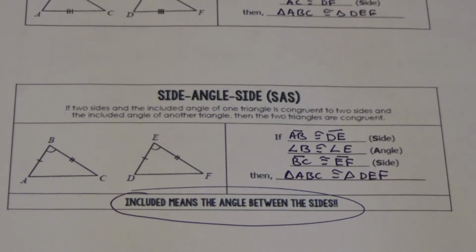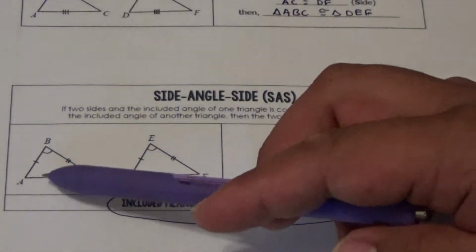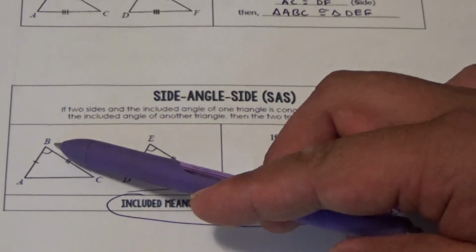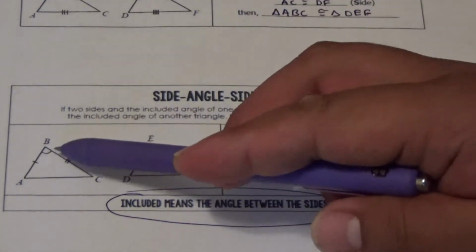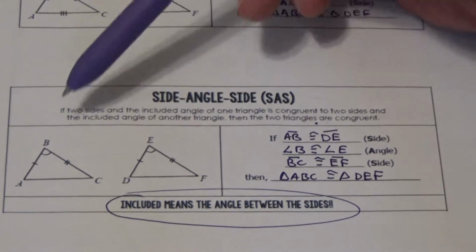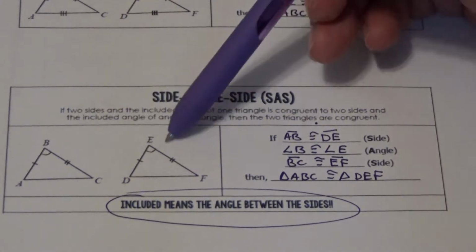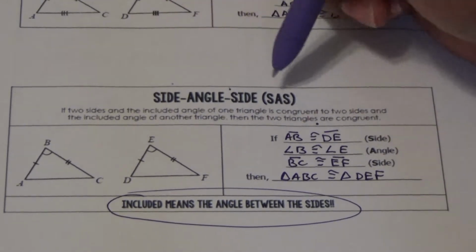Right? Again, I'm looking at the tick marks right now. So we can see that side AB is congruent to side DE. Angle B is congruent to angle E. And also side BC is congruent to side EF. Again, and they're all corresponding as well. Right? Again, it's side, angle, side.